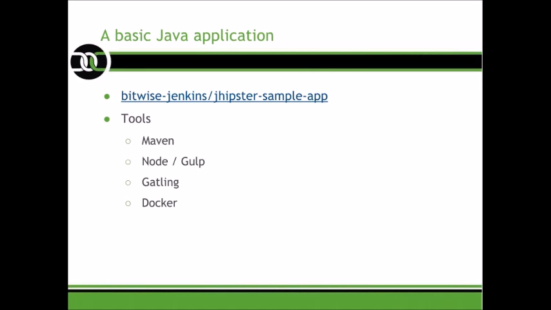So I'm going to use a basic Java application. It's the JHipster sample app. I chose this particular app because it looks a lot like a number of modern web applications. It uses a number of different tools. It has a back end and a front end, which run on a different set of tools: Maven for the back end and Java, whereas it's Node and Gulp for the other end. It uses Gatling for performance tests, and it can be packaged up and deployed as a Docker container. So a whole bunch of different things.